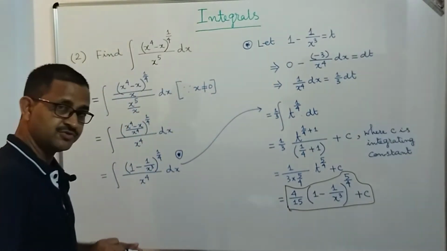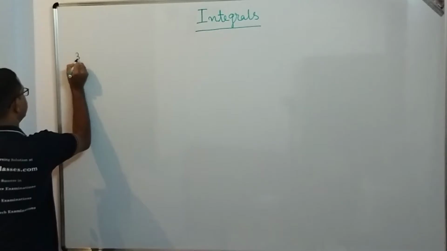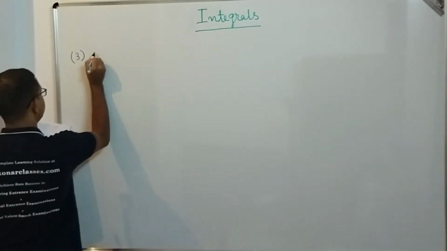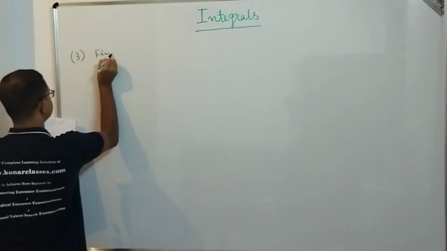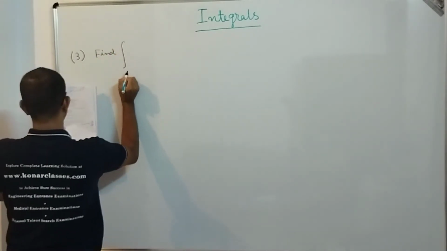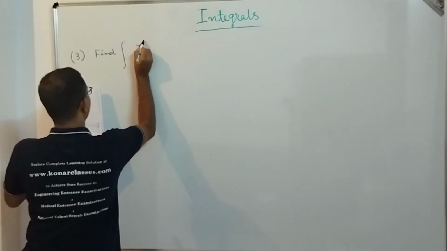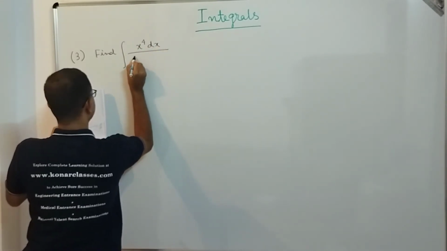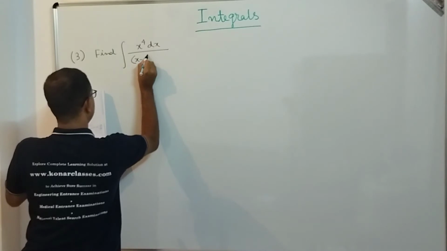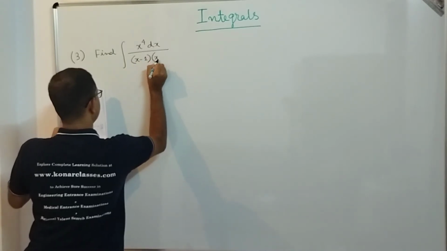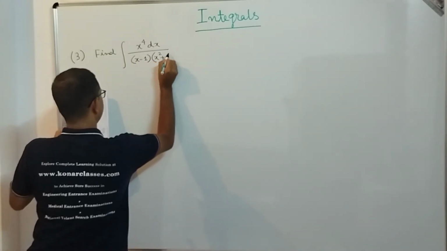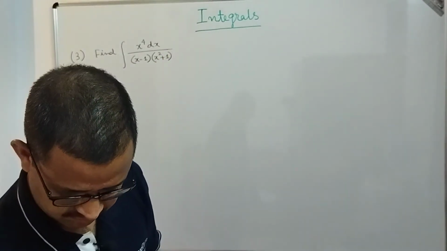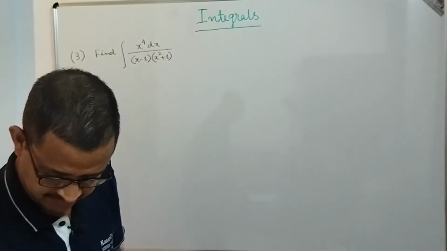Okay. So now let's proceed to the next question, dear students. So here is question number 3, as I take it from my notebook. We need to find the value of this integration. Find integration x to the power 4 dx divided by x minus 1 into x square plus 1. So we need to find the value of this integration. Okay. So let's see how we can proceed.